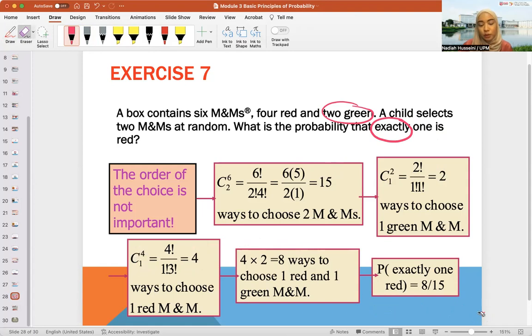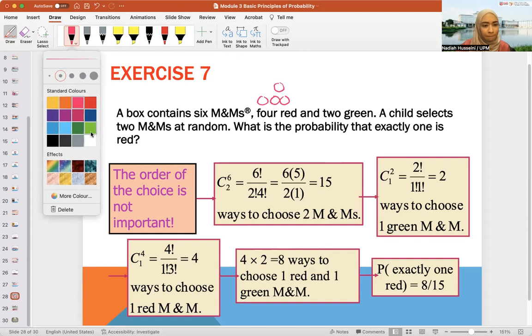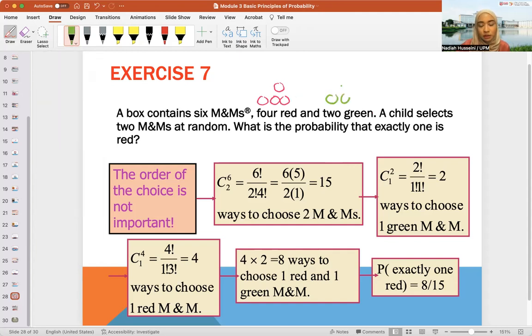Okay, let's go over the question again. A box contains six M&Ms, 4 reds and 2 greens. For entertainment purposes, I'm just going to draw this. Okay, we have 2 greens. A child selects 2 M&Ms at random. We already know it selects 2. It doesn't care about the order.